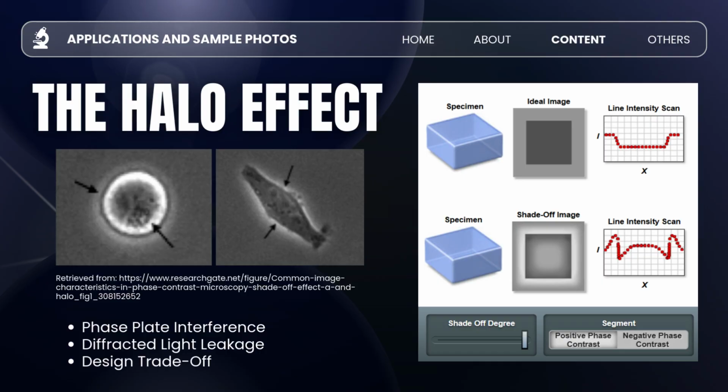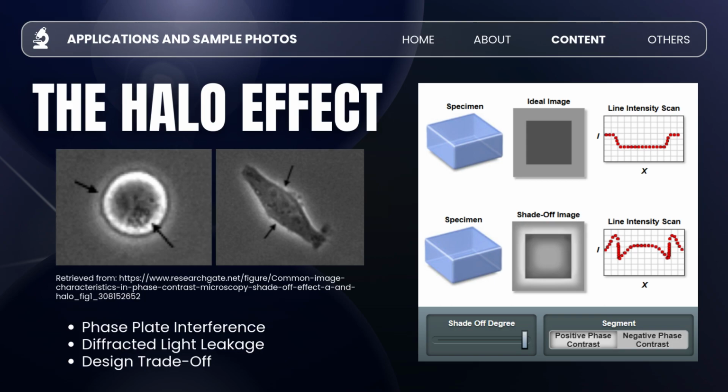Halos occur because the circular phase retarding and neutral density ring in the objective phase plate transmits not only the undiffracted surround waves but also a small degree of diffracted light from the specimen. The effect is amplified because the width of the zeroth order surround wavefront is smaller than the phase plate ring itself, typically by about 25 to 40%, which is a design compromise necessary for the optics to function.